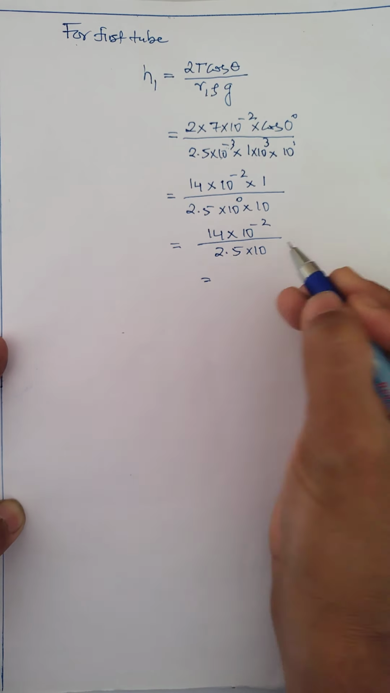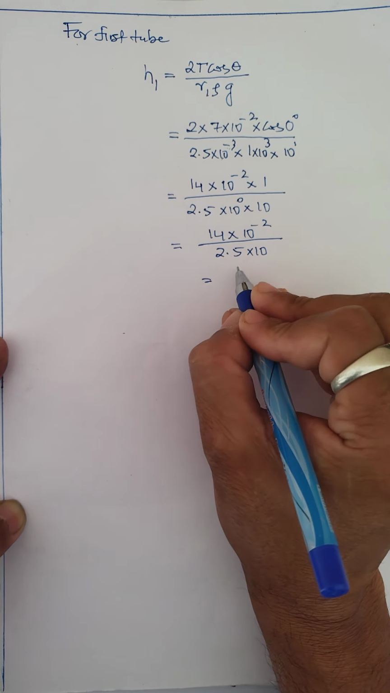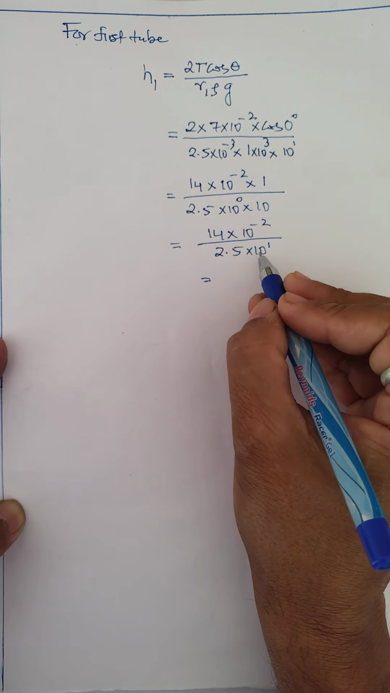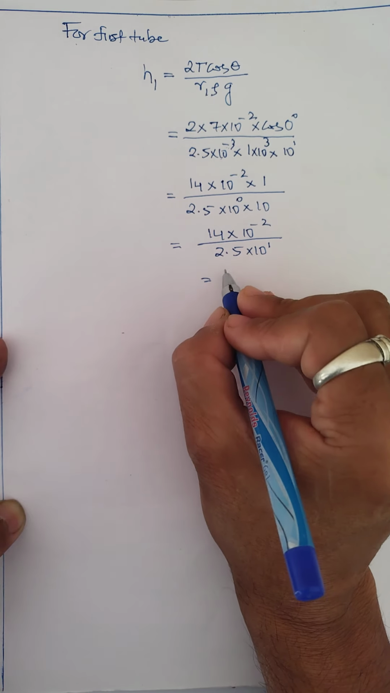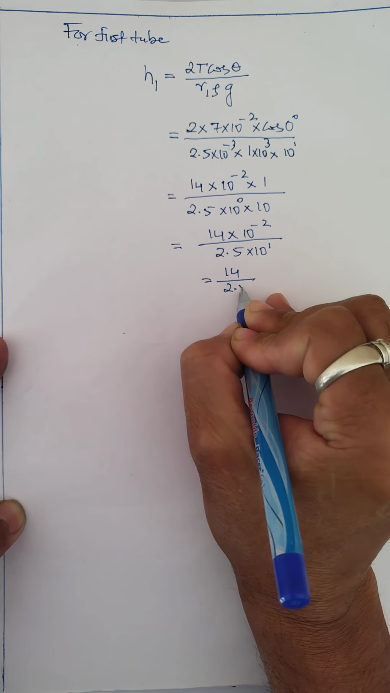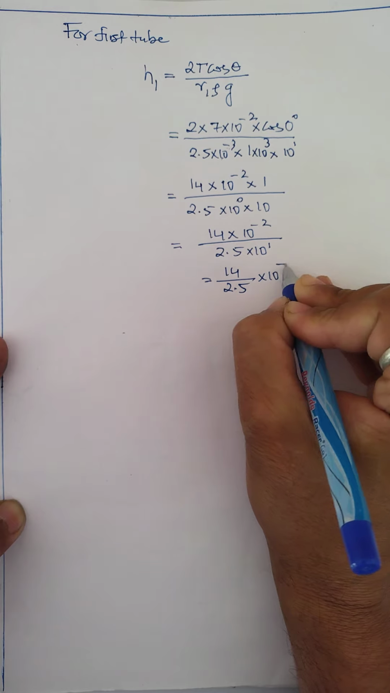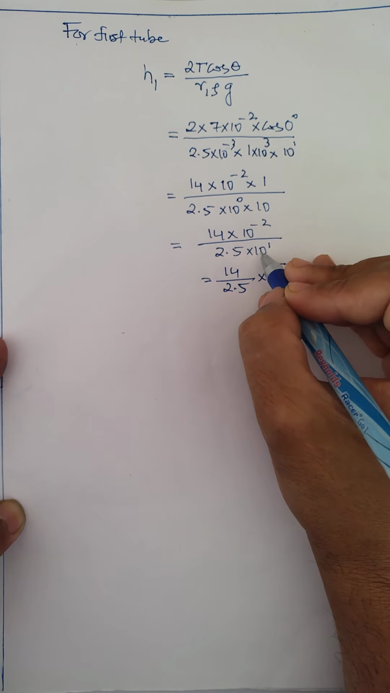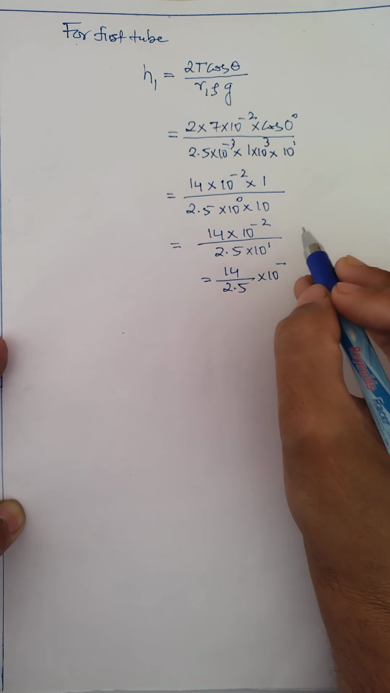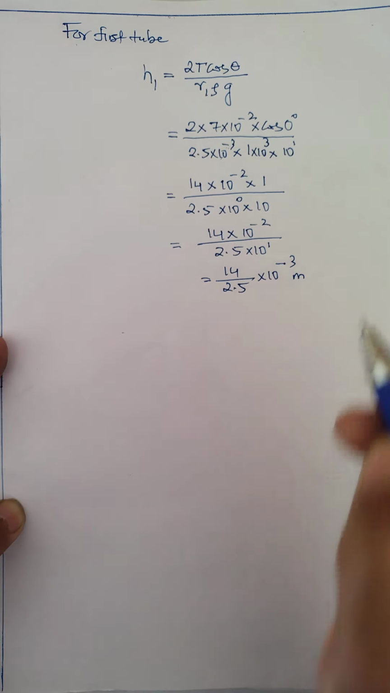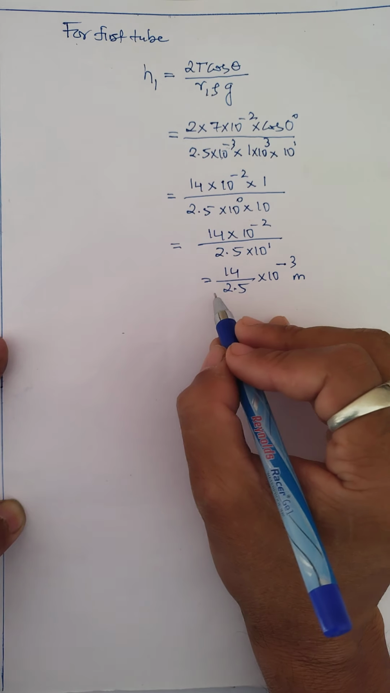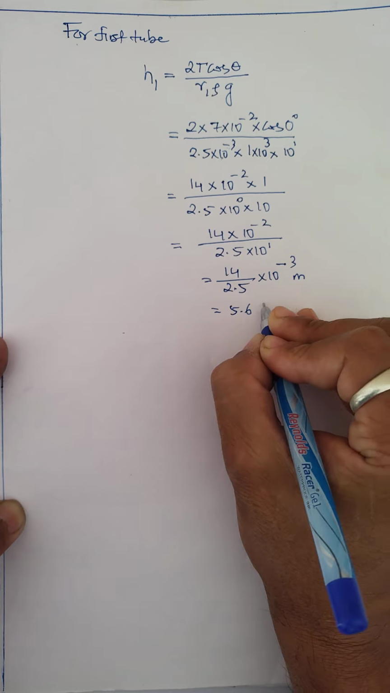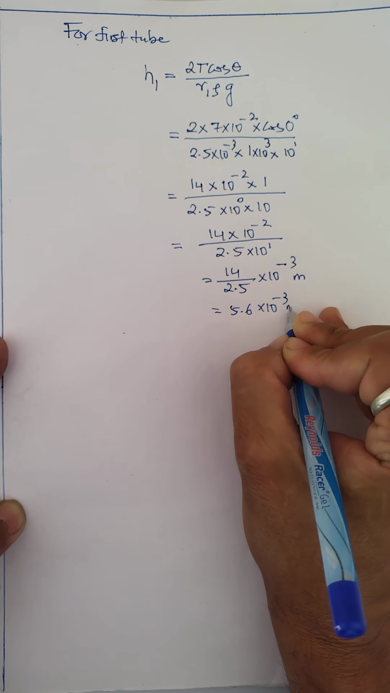Now let me multiply this one, and let me do it this way. So the 10 I'll take in the numerator, so I write 14 by 2.5 into 10 to the power minus 1. So minus 2 is already there, minus 1 if I take 10 to the power 1 in the numerator, minus 2 minus 1 is minus 3, and this is meter. Now 14 divided by 2.5 we get approximately 5.6 into 10 to the power minus 3 meter.